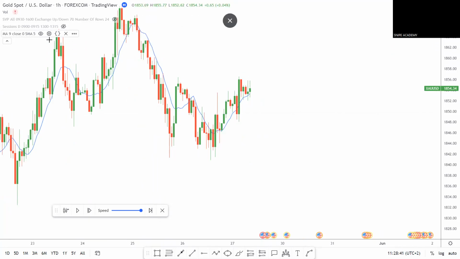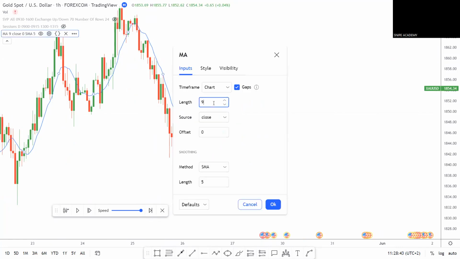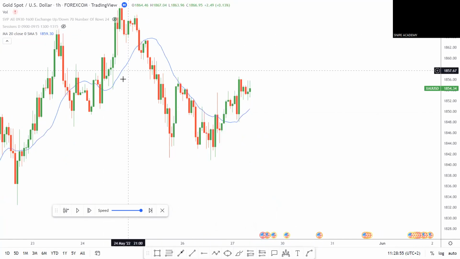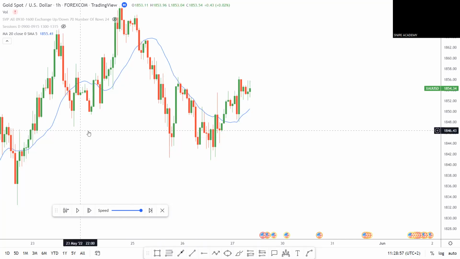Pretty straightforward. Let's change this, for example, to 20 periods. And now you will see how the line separates more from the candles, because we will be calculating it with the last 20 candles or periods. You see how the line separates more from the candles?